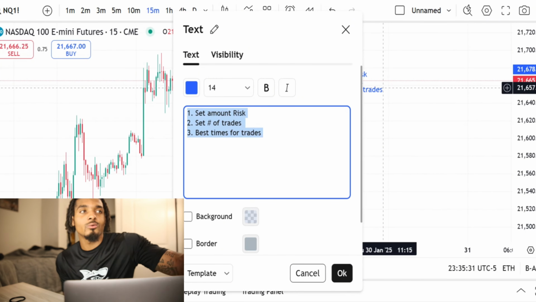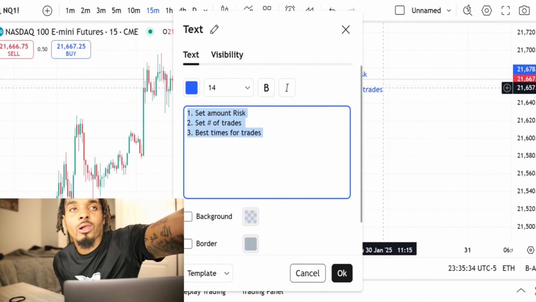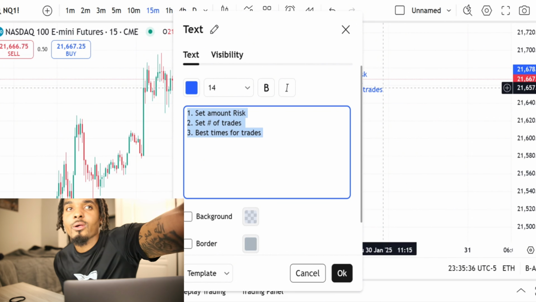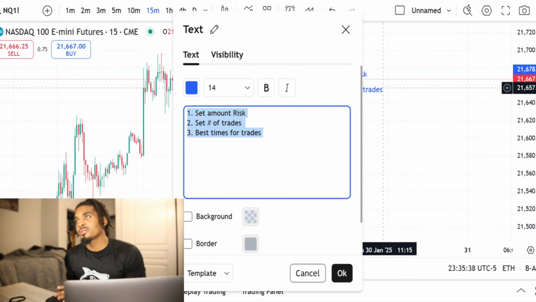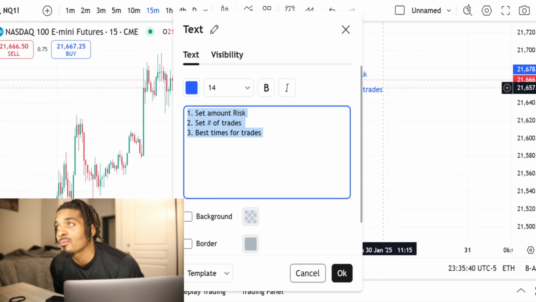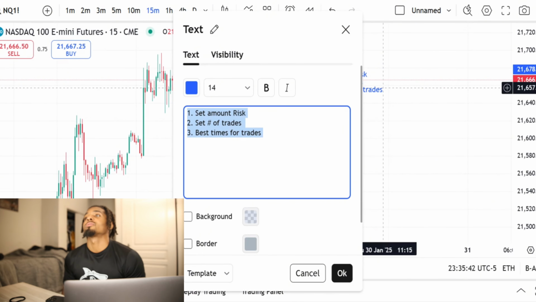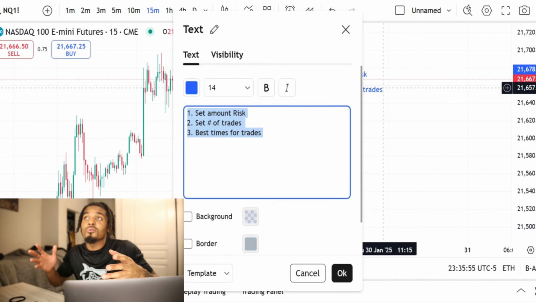Let me see if this is still recording. Alright, bet. But yeah, it's real simple, bro. Set your amount of risk, set the number of trades you take, set the times that you take your trades. If you just want to keep it simple, stick to the kill zone, 8:30 a.m. to 11 a.m. if you're on Eastern time. You could give yourself those 3 hours to trade.